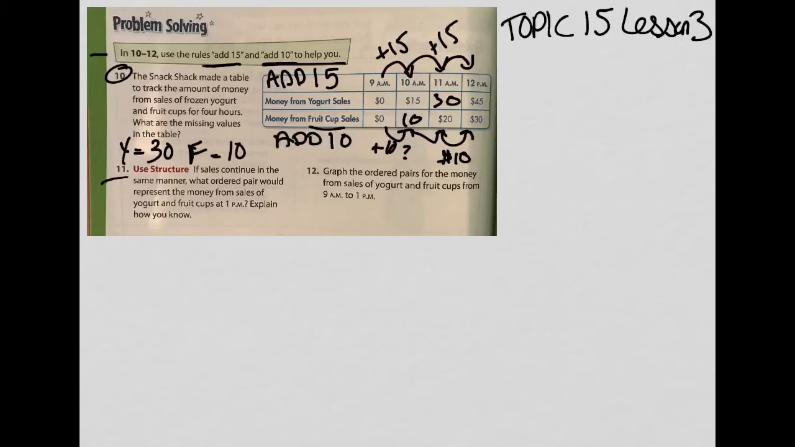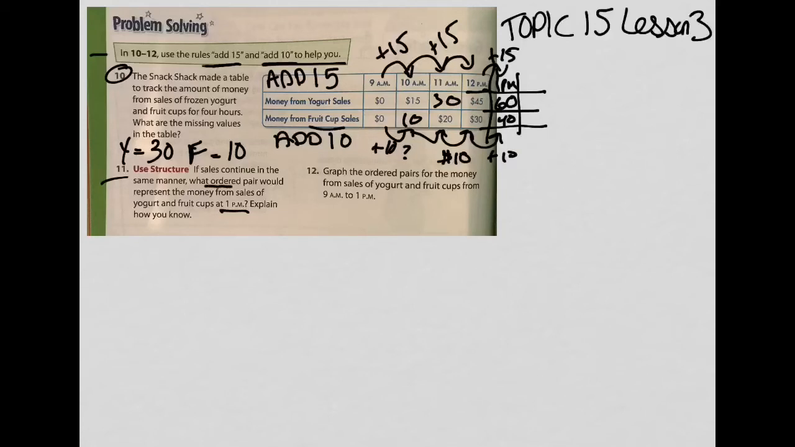Let's look at 11. If sales continue in the same manner, what ordered pair would represent the money from sales of yogurt and fruit cups at 1 p.m.? Okay, so my table goes to 12. I need to extend out one more hour and do some math. So 45 plus 15 is going to give me 60, and then 30 plus another 10 is going to give me 40.